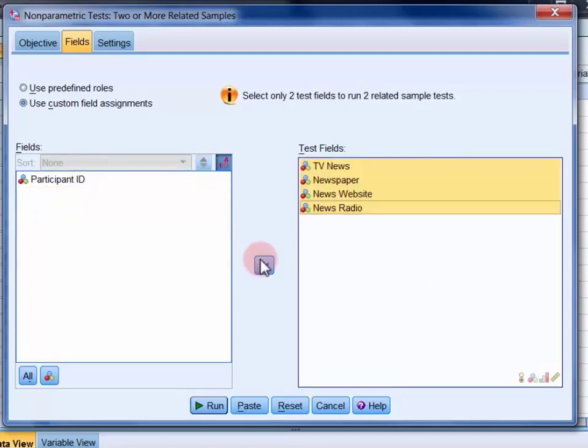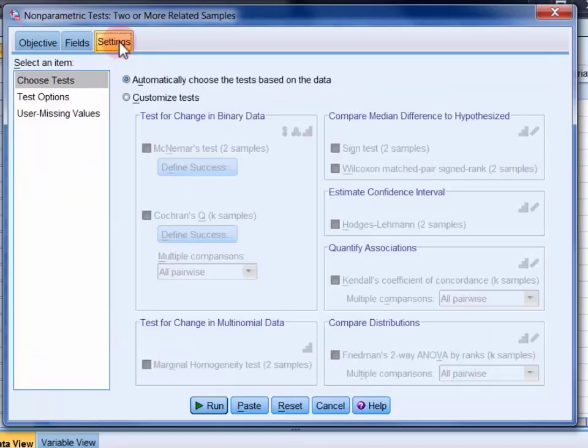Now it's important here that the data type has been correctly specified as nominal in the data editor's variable view. Now under the Settings tab, you can leave the default as automatically choose the tests based on data, and a Cochran's Q test will be produced.